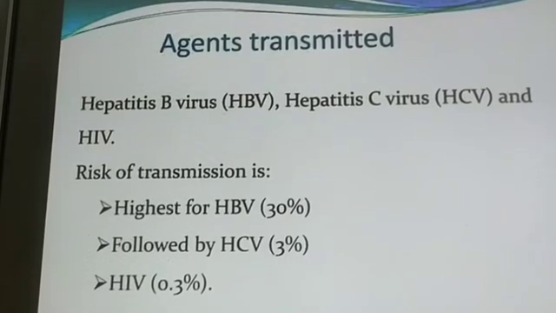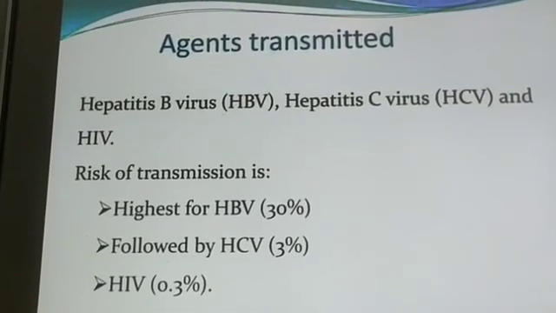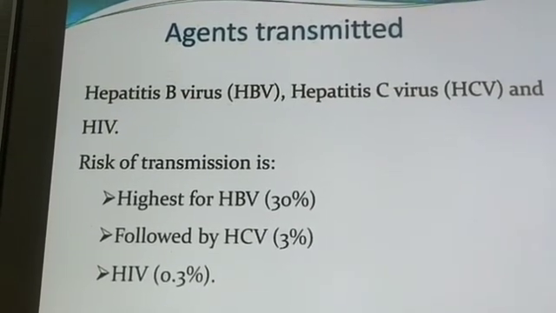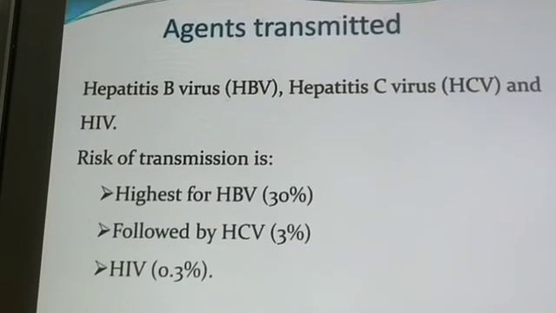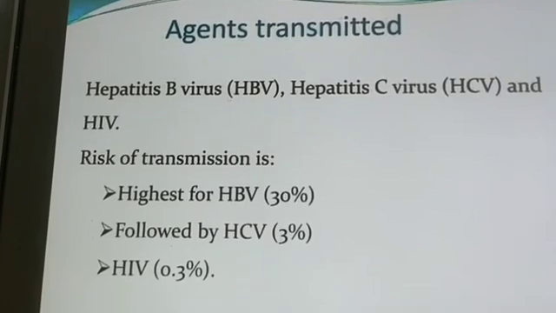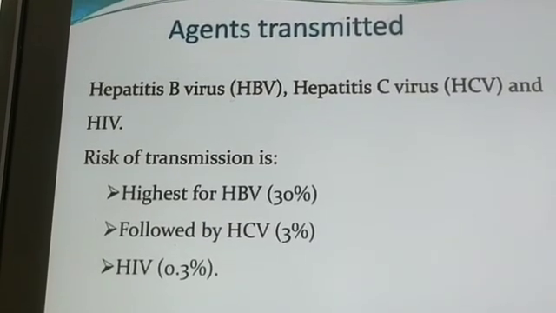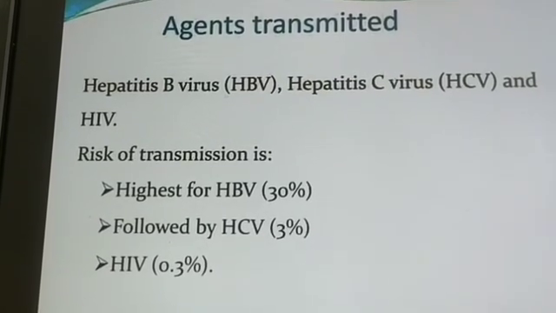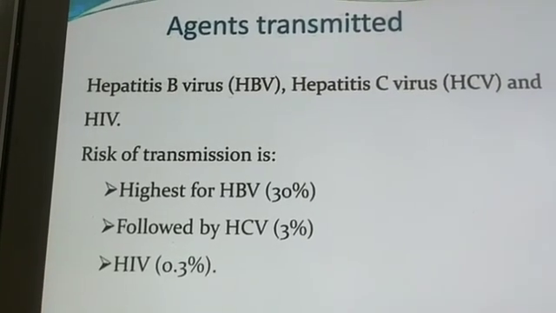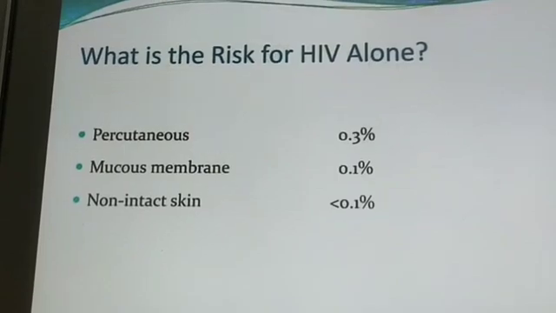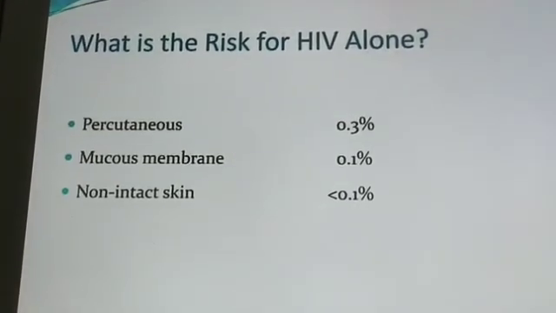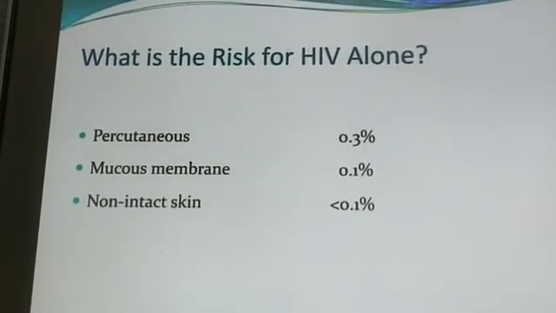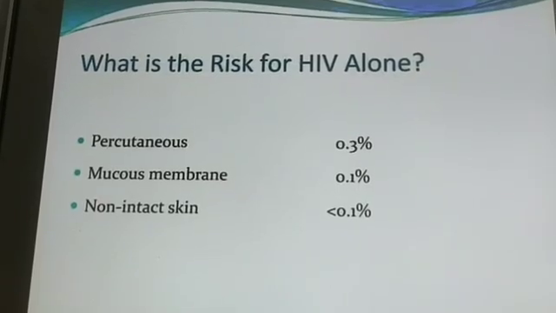What are the agents that are transmitted? Hepatitis B, hepatitis C virus and HIV virus. Risk of transmission is higher for HBV, that is 30%, hepatitis B virus, followed by hepatitis C virus, and HIV virus is 0.3%. What is the risk for HIV alone? Percutaneous is 0.3%, mucous membrane is 0.1%, non-intact skin is 0.1%.